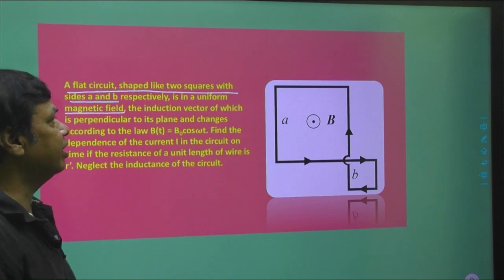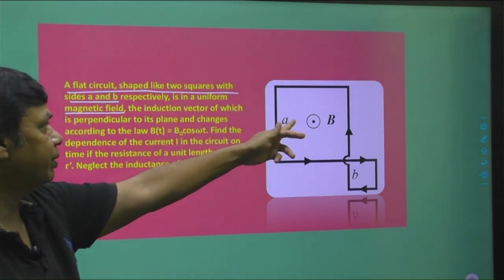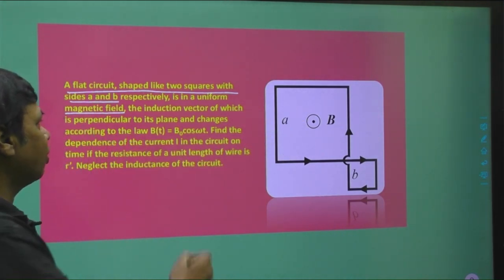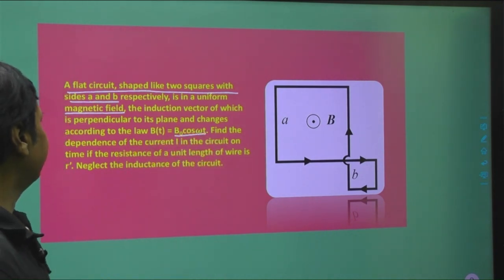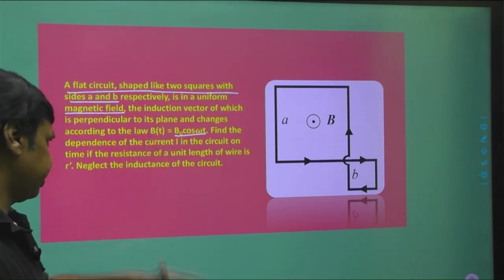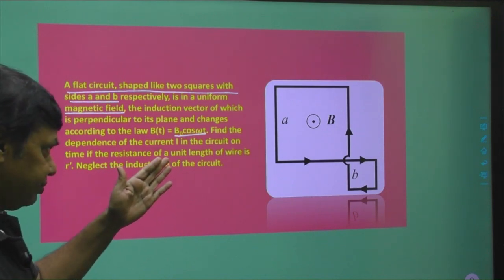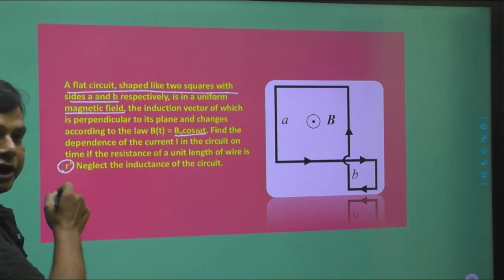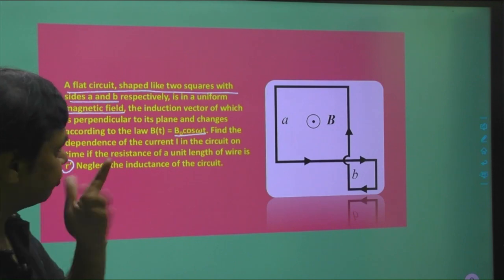The induction vector of which is perpendicular to the plane, which is this, and changes accordingly to the law B(t) equals B naught cos omega t. Find the dependence of the current I in the whole circuit on time, if the resistance of unit length of wires is R dash. Neglect the inductance of the circuit. So the game is on.